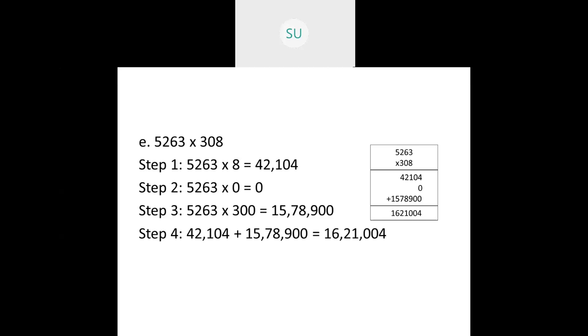Now the next question, this is not the last question, there's one more. 5263 into 308. First we'll multiply with 8. So 5263 into 8, you'll get 42,104. Then 5263 into 0. As I told you, anything multiplied by 0 will be 0 only. Then 5263 into 300, you'll get 15,78,900. So when you add 15,78,900 to 42,104, you'll get 16,21,004. So that is your answer for question number E.